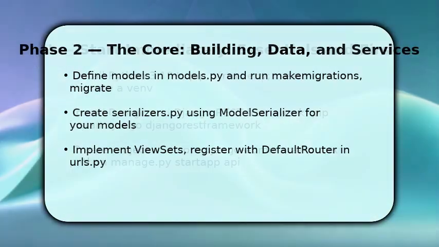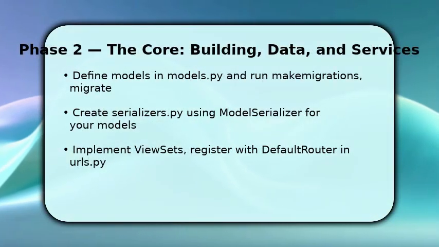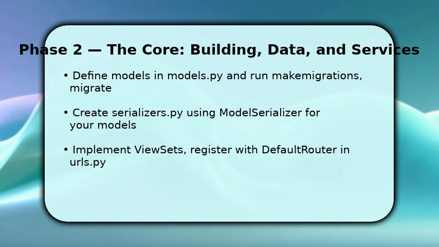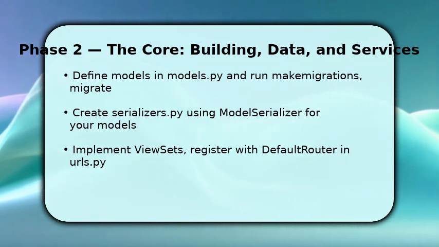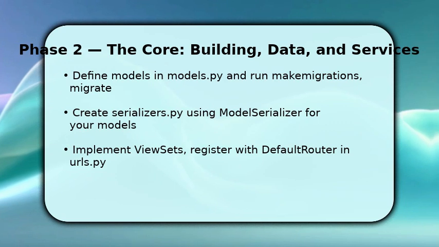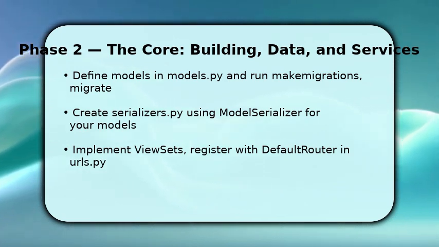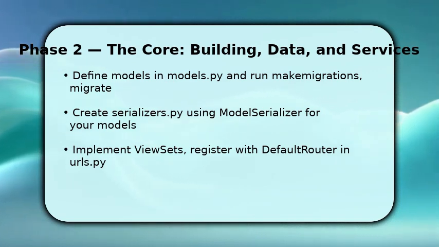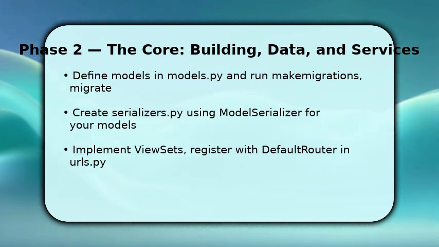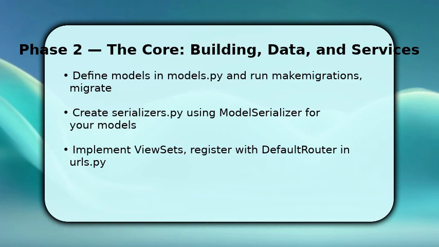You'll now translate data to endpoints, define your models, and run python manage.py makemigrations, then migrate. Once done, create serializers with ModelSerializer to map model fields to JSON. This reduces boilerplate. Next, implement viewsets. ModelViewSet covers list, retrieve, create, update, destroy. Register those views with DefaultRouter in your app URLs, and include the router in the project URLs.